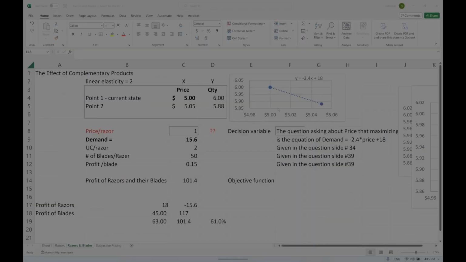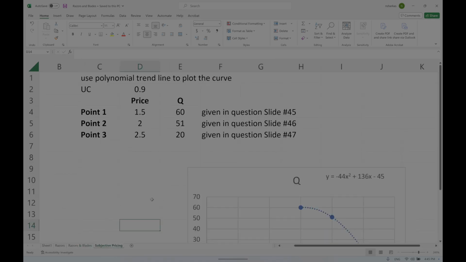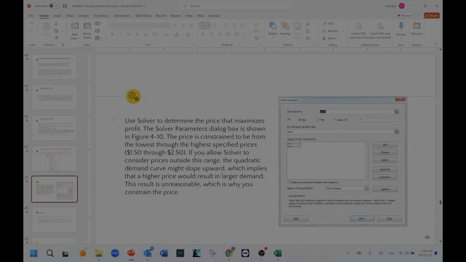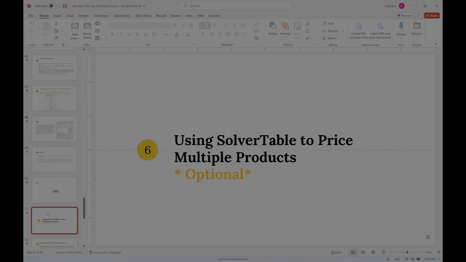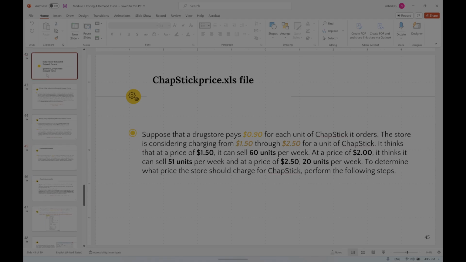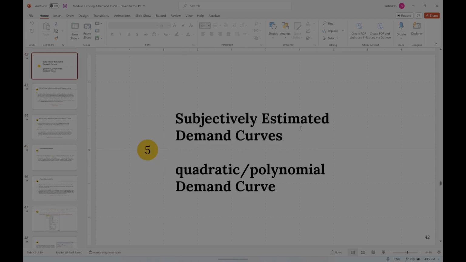Hello everyone. In this video, we are going to move on to a totally different topic, which is subjectively estimating the demand curve, or subjectively estimated demand curves. We're going to use the quadratic or polynomial trend line so that we'll be able to get a demand function.